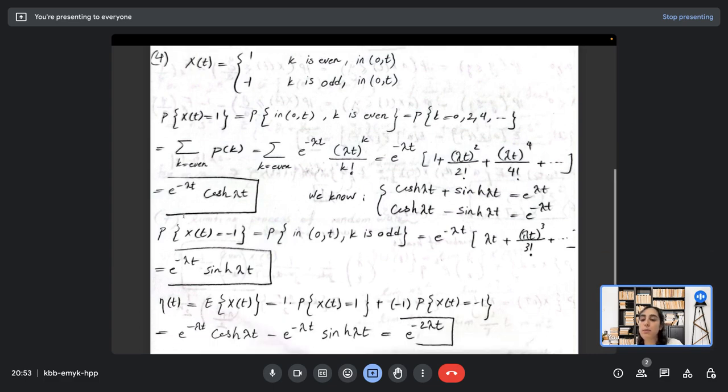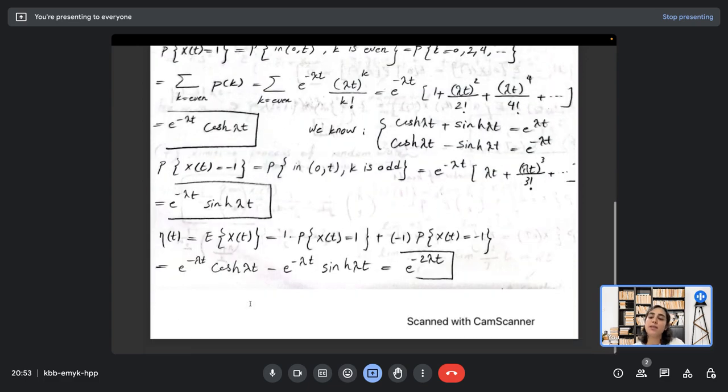And the probability of x of t to be equal to -1 is equal to the probability of the Poisson process count being odd. So we have another sum over the probabilities that k is, for example, 1, 3, 5, and all of them, and we get this term, which is e to the power of minus lambda t times sine hyperbolic of lambda t. And the expected value for this is 1 times the probability that x of t is 1, and -1 times the probability that x of t is equal to -1. And after doing all of this, we get to this part.